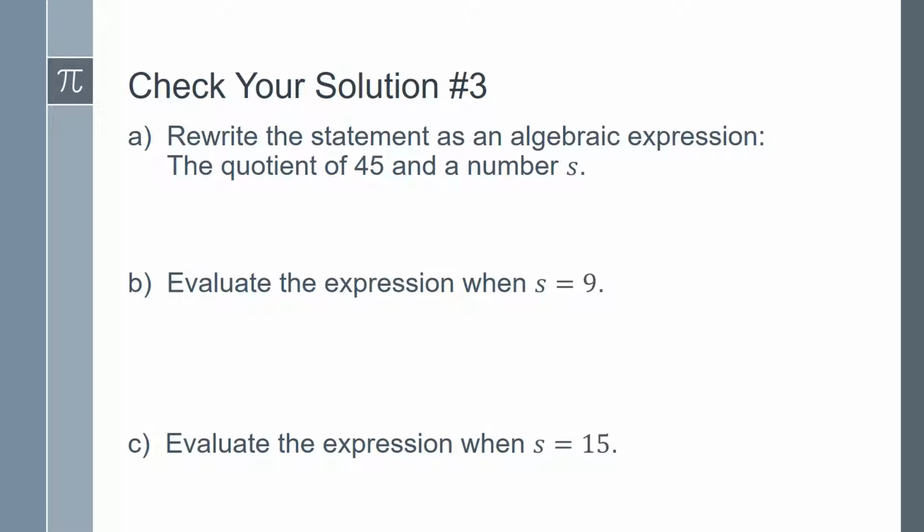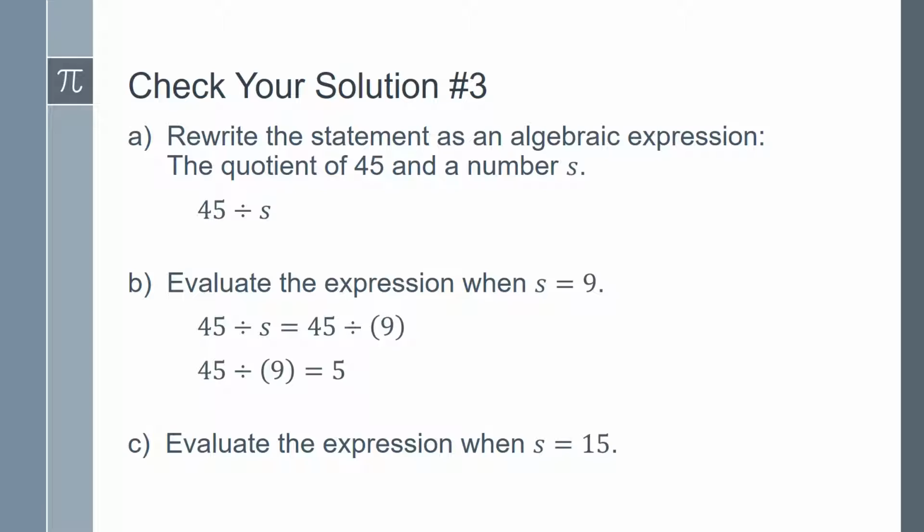The phrase quotient of in part A indicates that we should write a division expression. So we have the expression 45 divided by s. For part B, we need to evaluate this expression when s equals 9. 45 divided by s becomes 45 divided by 9. 45 divided by 9 equals 5. So 45 divided by s equals 5 when s equals 9.